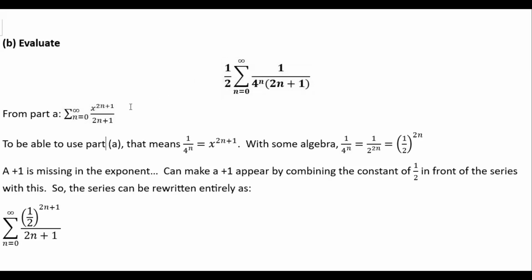So basically, that's why I said over here, 1 over 4 to the n must be the x to the 2n plus 1 if we ignore this half first. We could incorporate this half, but I chose to ignore it first. So that's what I said here. That 1 over 4 to n must be x to 2n plus 1. So with some algebra, we can rewrite it as 1 over 4 to the n equals 1 over 2 to the 2n, because 4 is 2 squared, which we can rewrite as half to the 2n. 1 to the 2n power is still 1. So now the plus 1 is the only thing different.